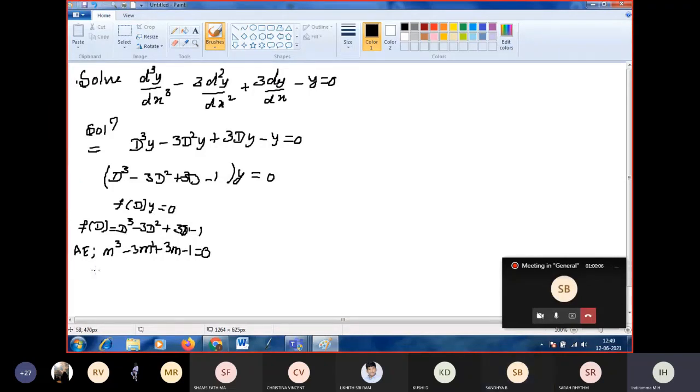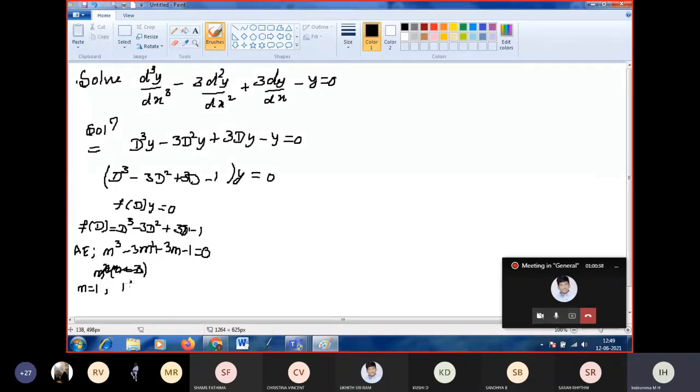Can we try? Take m square common. What will you get? M minus 3. Here minus 1 common. Okay, not possible, right? Yes, ma'am. Factorization is not possible. Then we go for the trial and error method. By substituting 1, we can get. So start with m equal to 1.